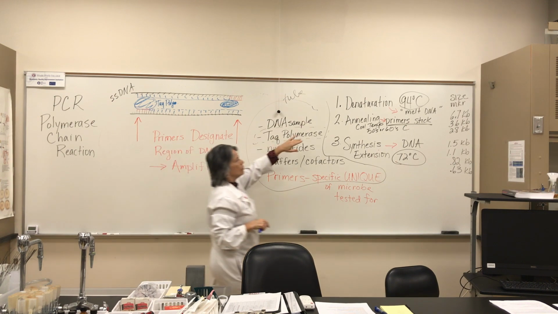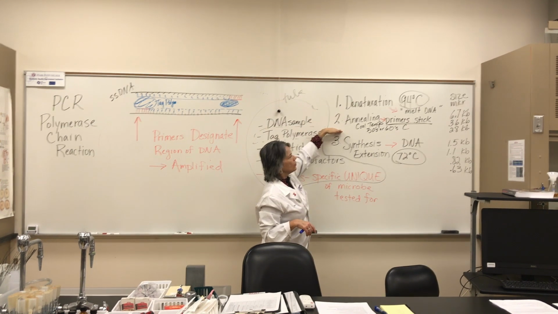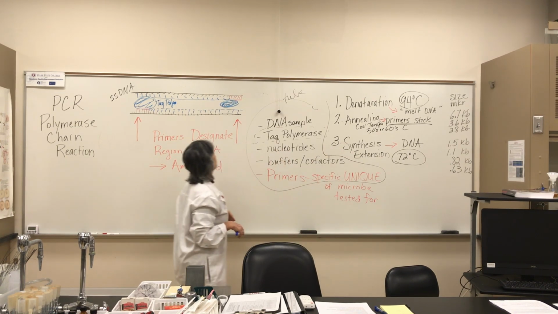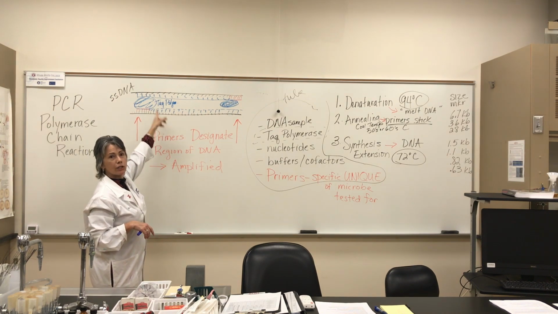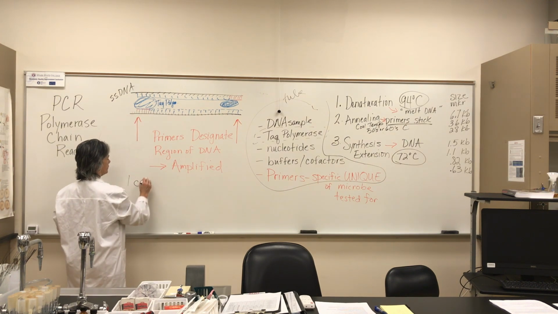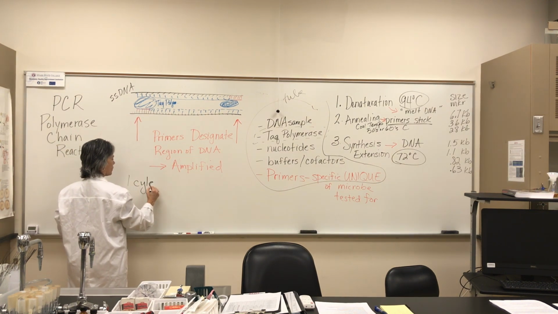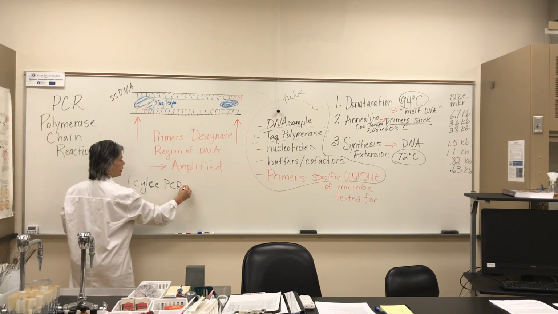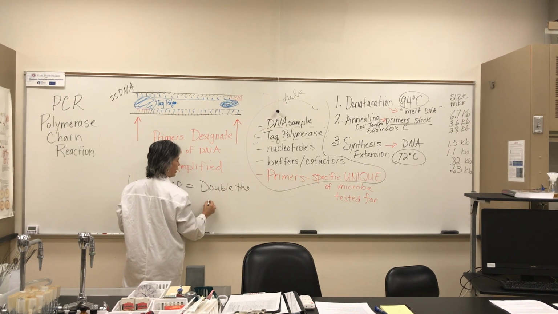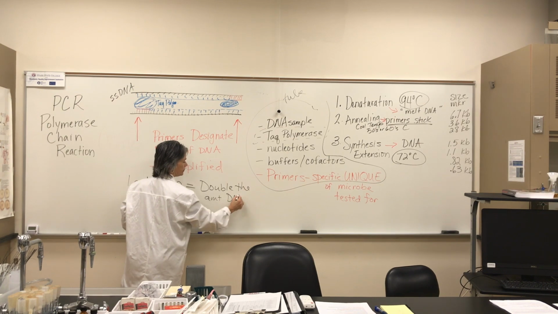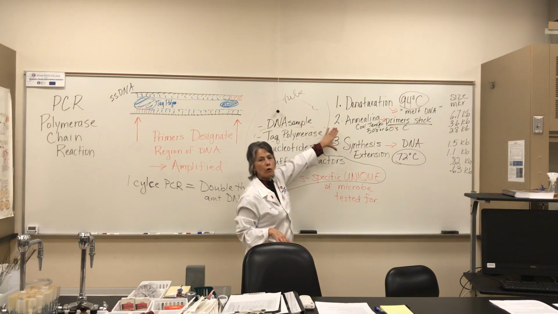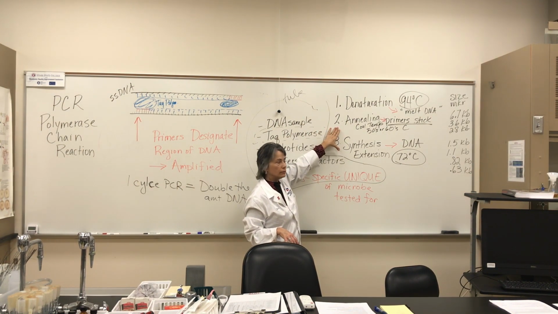One cycle. We've denatured, we've cooled down to let the primer stick, then we've done the 72 degrees. We've gone from one piece of DNA, double-stranded DNA, to 2. So that's important. One cycle of PCR equals doubling the amount of DNA. So, these 3 steps are done over and over and over again. Right?